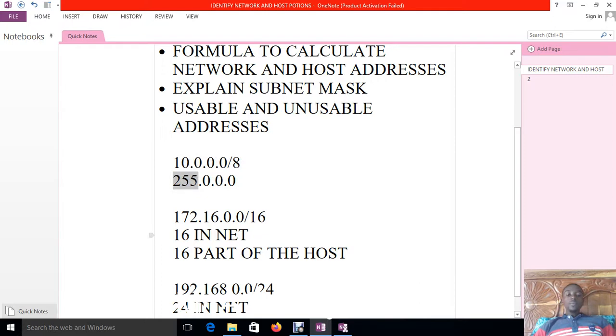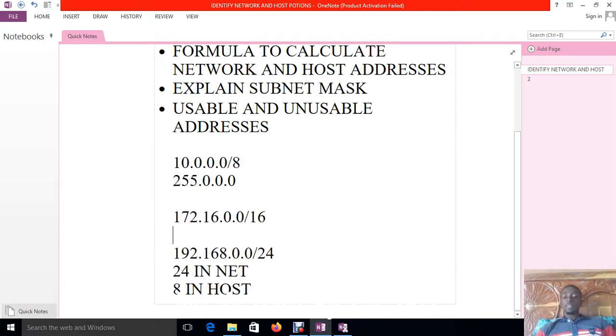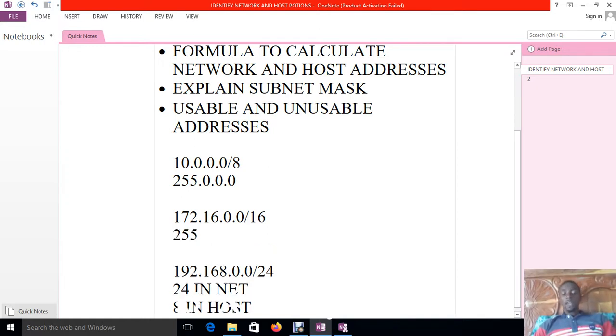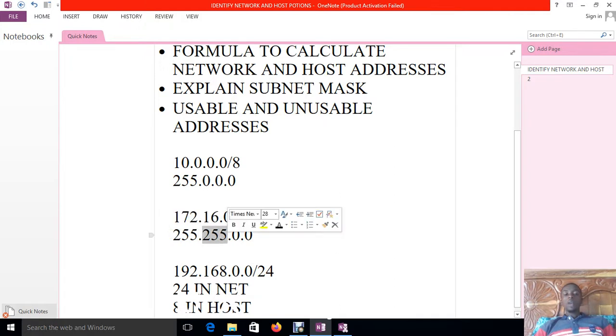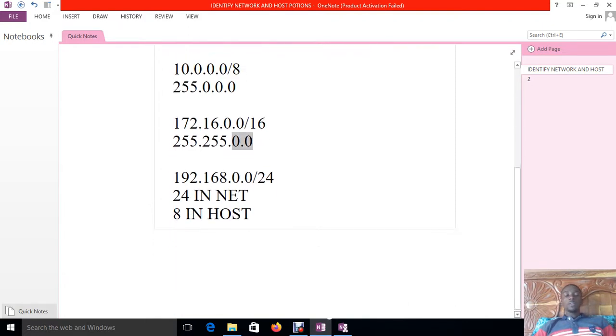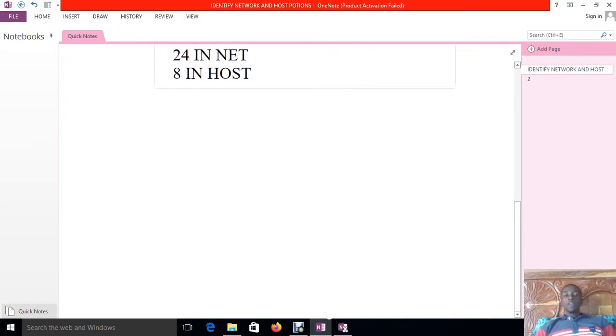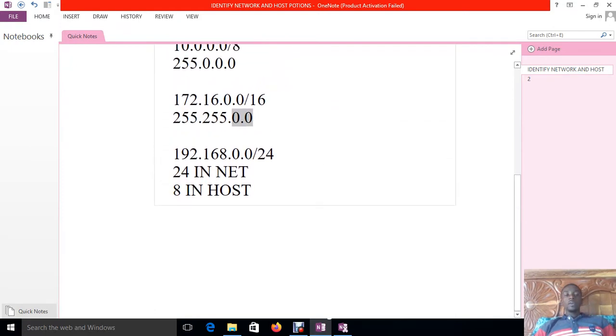Okay. So for class B, the default subnet mask for class B is 255.255.0.0. This is telling you that the first 16 bits of your address are part of the network, and the other 16 are for hosts. So here the first octet all bits are on, the second octet all bits are on, and the last two all bits are off. So that is what is going to tell you that you have a CIDR, or a classful subnet mask of 255.255.0.0. So that is class B.